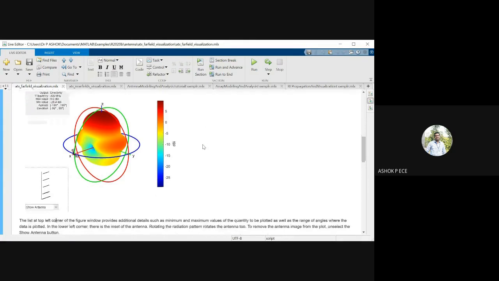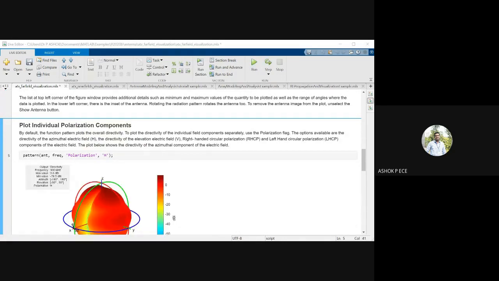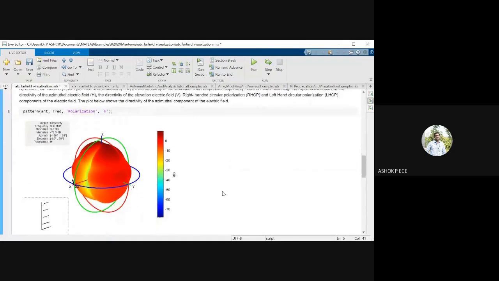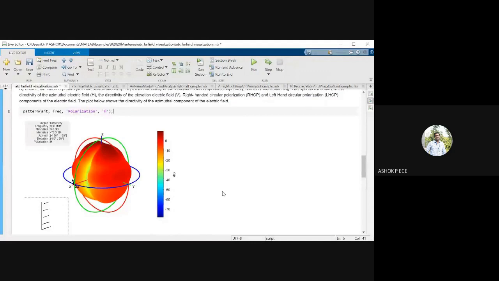Okay, plotting the polarization. For any antenna, the polarization parameter becomes very, very important. The polarization will give the orientation of the antenna. You can see the polarization pattern. Whether it is right polarization, you have so many things. Linear, you have circular. In circular, you have right-handed, left-handed. You have elliptical polarization. In linear, you have horizontal or vertical. So here you can see the polarization is horizontal.